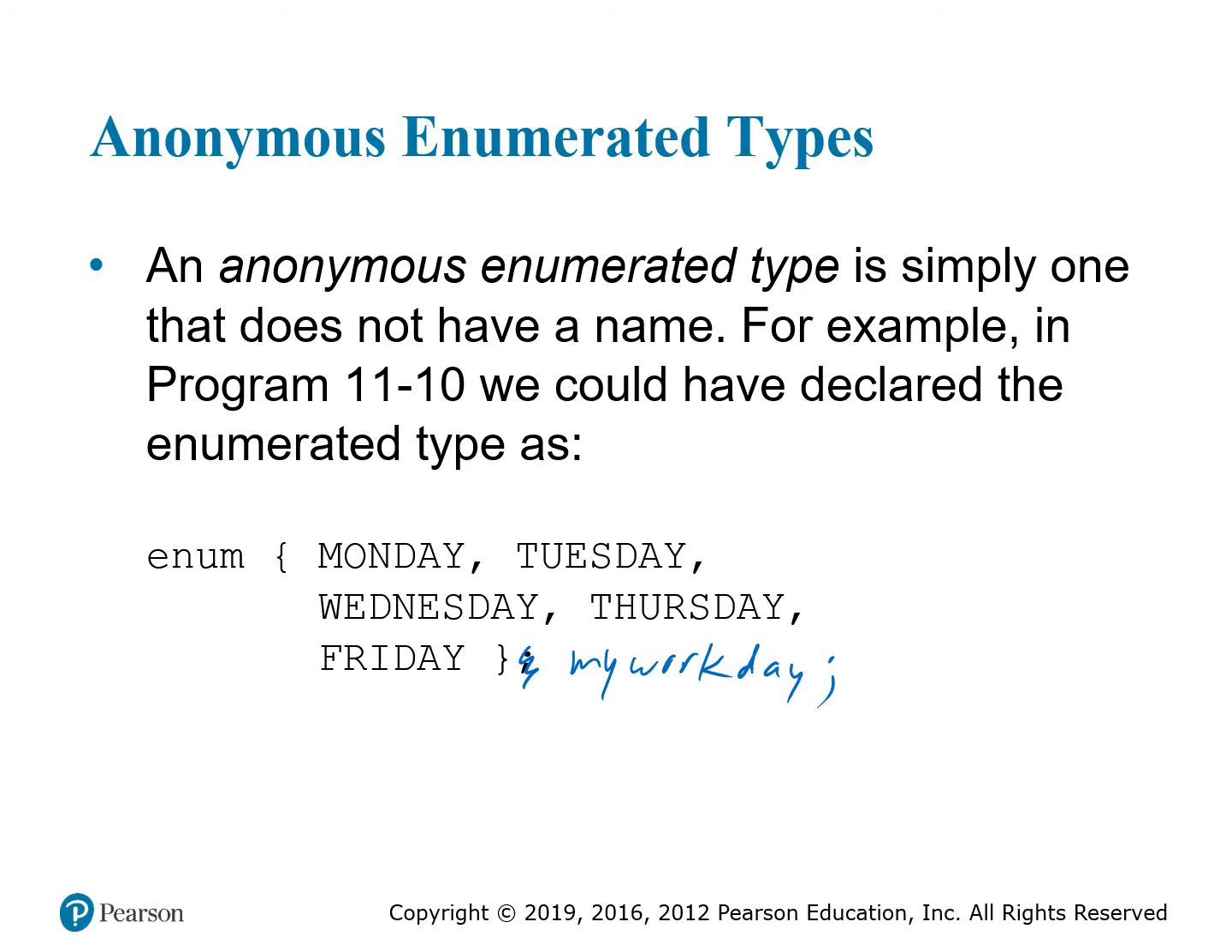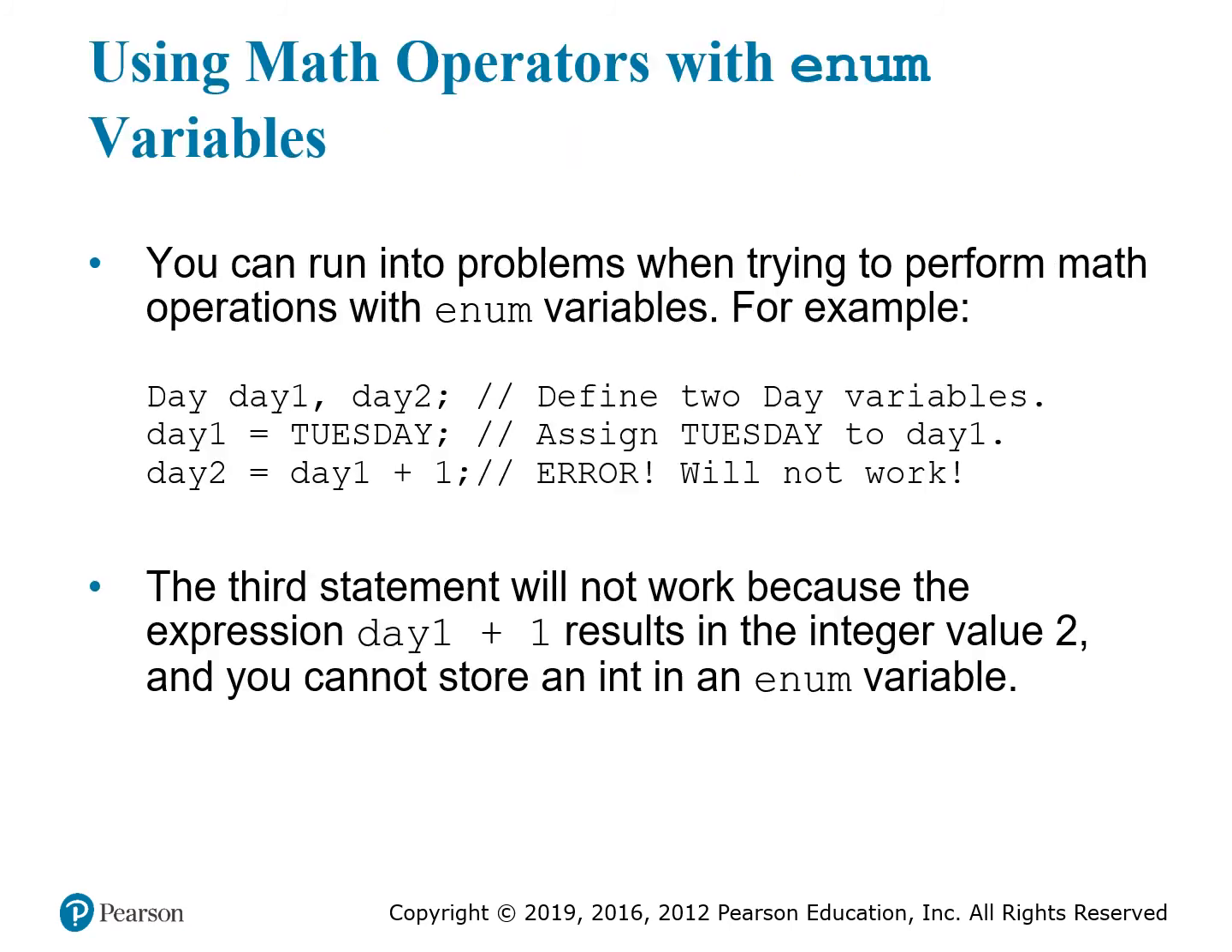Like that. You can create an enum and then create a list of variables that it works with there. Otherwise, you've created an anonymous type and you can't use it to create a variable because it doesn't have a name. Note there is a problem in doing math with enum variables because you can't assign an integer to an enum.